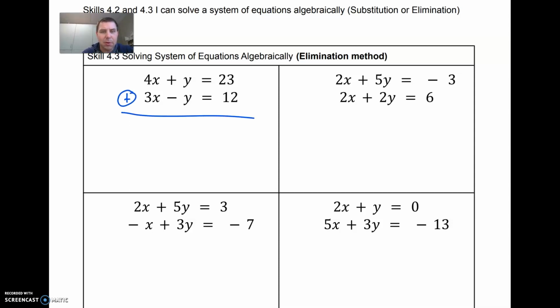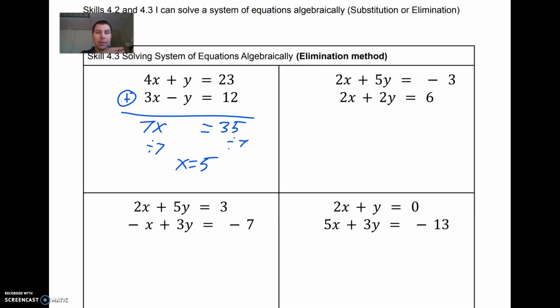Because notice what happens. 4x plus 3x gives you 7x. Positive y plus negative y, a positive and a negative added together goes to 0. So I'll put 0 there, or actually I'll write nothing. And then 23 plus 12 is 35. So then 7 times what number gives you 35? Divide this by 7. Divide that by 7. X is equal to 5.